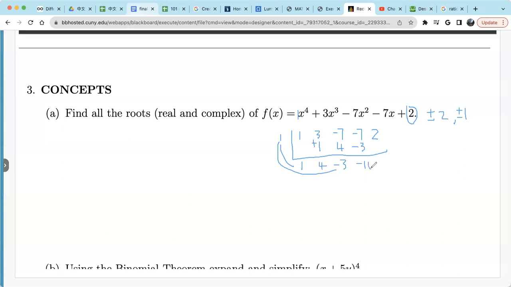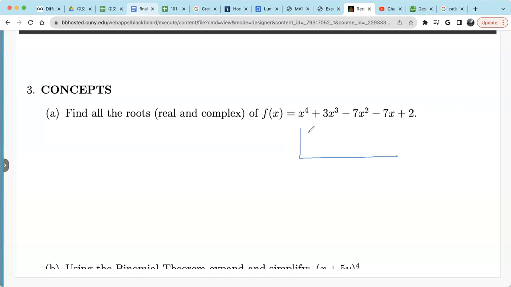-10 times 1, that's a -10. Then when I add those 2, I get -8. Well, it's not 0. So that means 1 is not a root. X minus 1 is not a factor of this. Let's try -1.